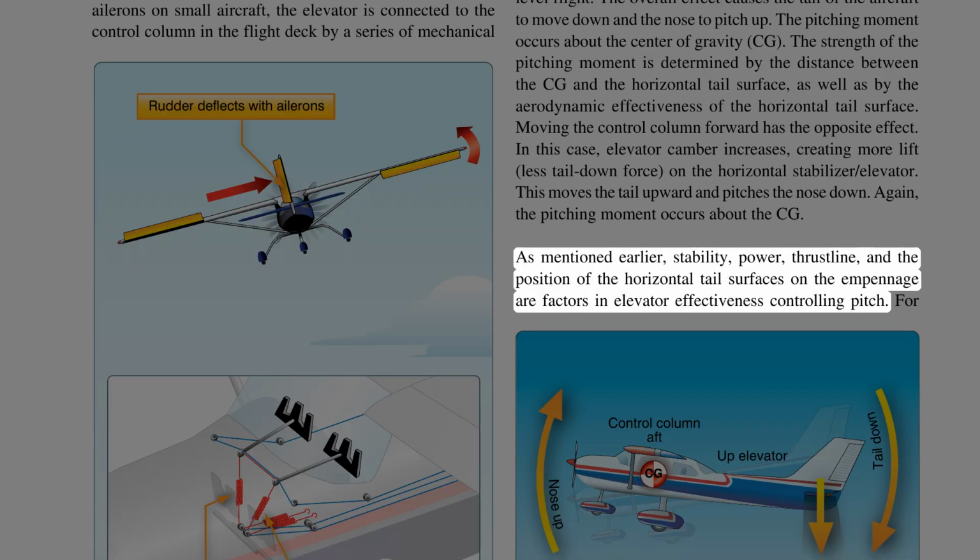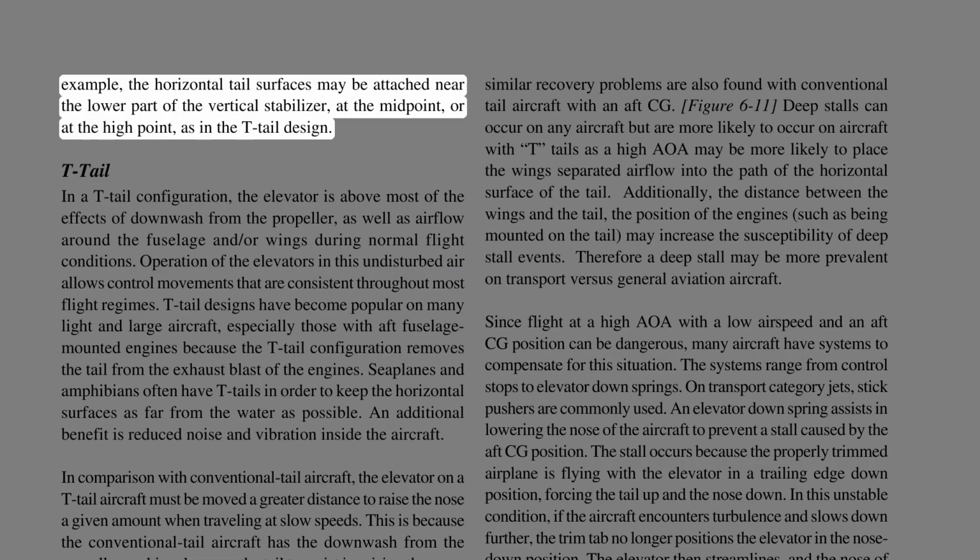As mentioned earlier, stability, power, thrust line, and the position of the horizontal tail surfaces on the empennage are factors in elevator effectiveness controlling pitch. For example, the horizontal tail surfaces may be attached near the lower part of the vertical stabilizer, at the midpoint, or at the high point, as in the T-tail design.